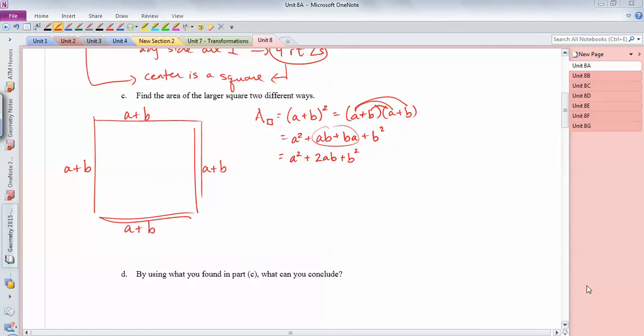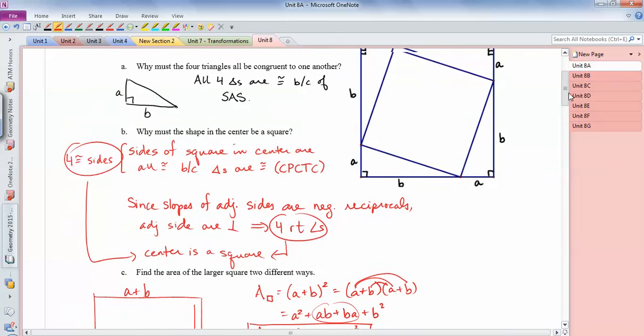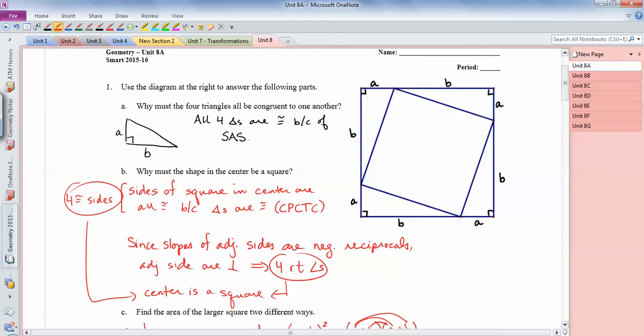Okay, so that's one way of finding the area of the square. So let me put that in a box right there. The other way that we can use is to actually add up each part of this individually. So it'd be like adding up just this, plus just this, plus just this, plus just this, and then throwing in that area in the middle.